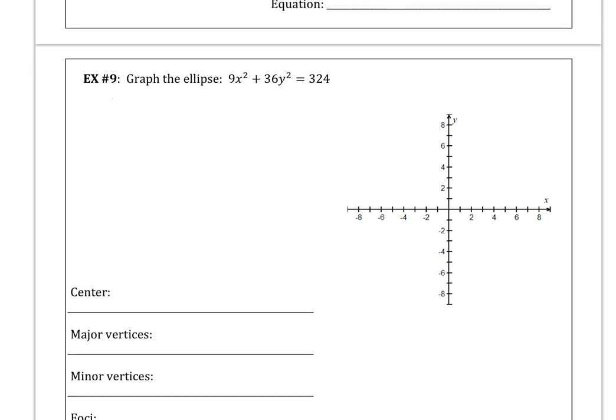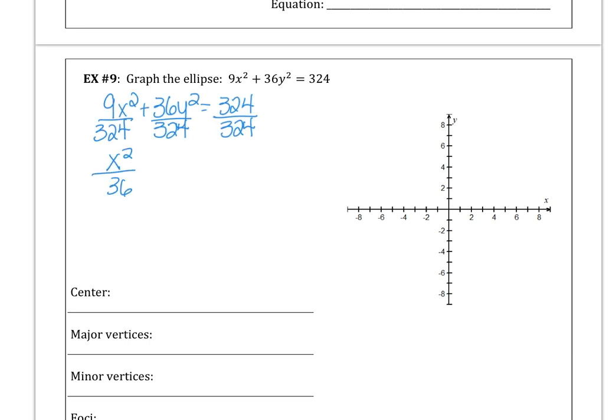Let's think about this. 9x squared plus 36y squared equals 324. We want the term on the right to be 1, so we need to divide every term by 324. So 324 divided by 9 gives us 36, and 36 goes into 324 9 times. 36 times 9 is 324. Our center is at the origin.